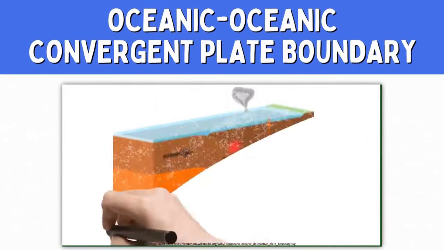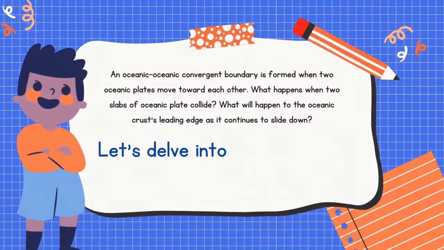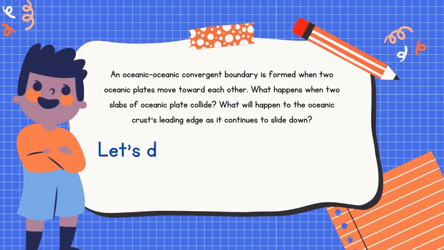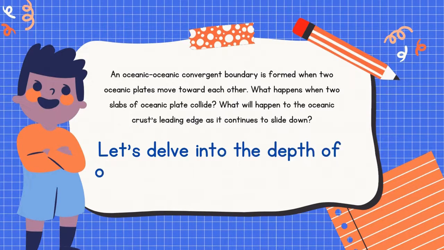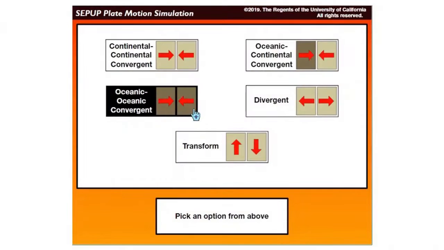Let us now proceed to oceanic convergent plate boundary. An oceanic convergent boundary is formed when two oceanic plates move toward each other. What happens when two slabs of oceanic plate collide? What will happen to the oceanic crust's leading edge as it continues to slide down? Let's delve into the depth of oceanic convergence. To explain the process occurring on oceanic convergence, let us use a plate motion simulation. In this case, we will be choosing oceanic convergence.